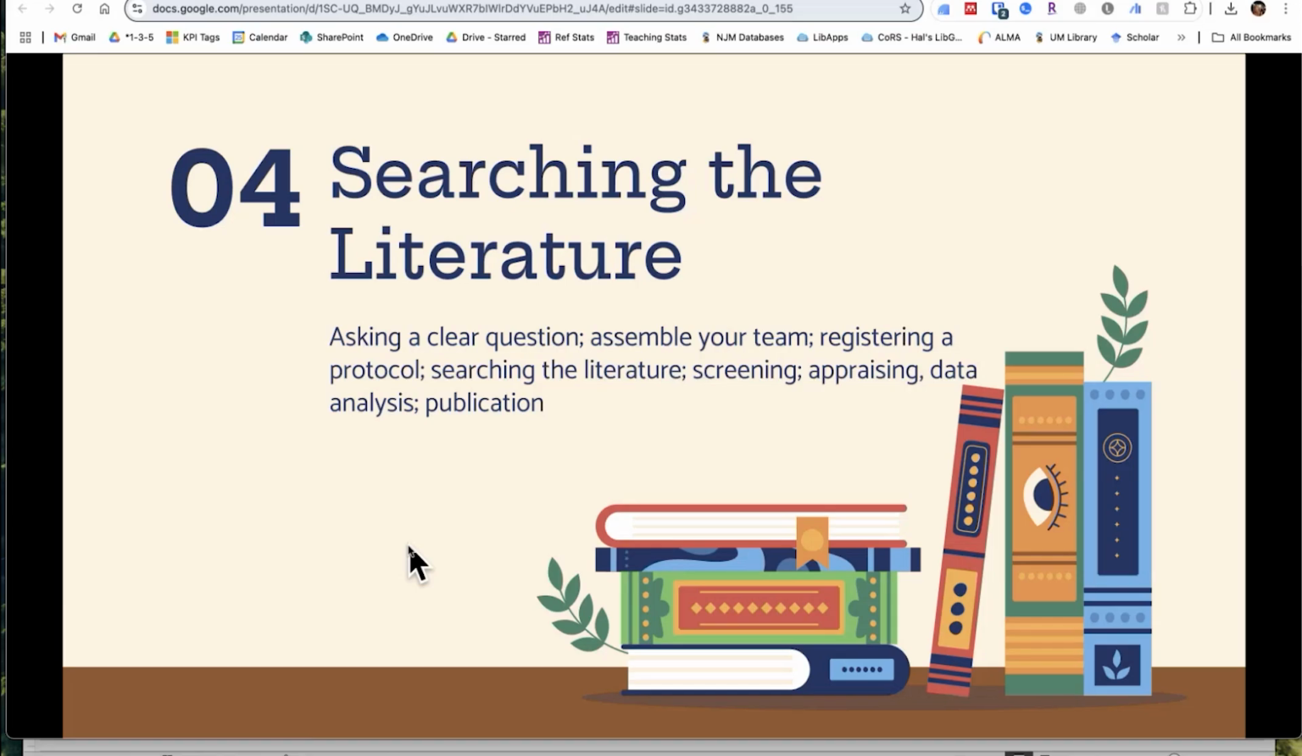What I wanted to spend the remainder of the session on is some tips and tricks on how to search the literature. This is obviously the main part that I contribute to a team, so it's what I have the most experience in. And I would say a lot of times it is an area where some systematic reviews lack: a high quality search of the literature.